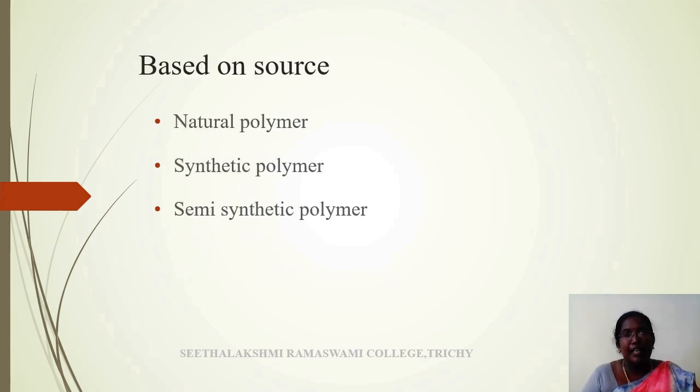First, we are going to classify based on the source. Source is nothing but the availability of the polymers, that is, from where we are getting the polymer. We classify polymers into 3 types: one is the natural polymer, the second is the synthetic polymer, and the third is the semi-synthetic polymer. In the next slide, we are going to see it in detail.